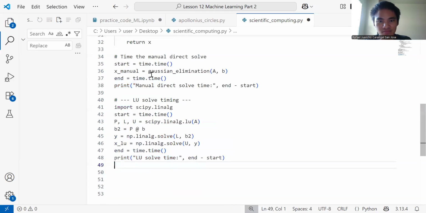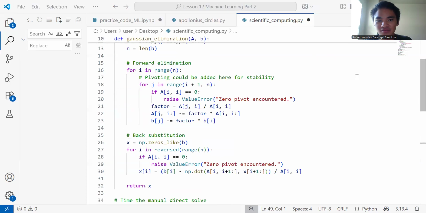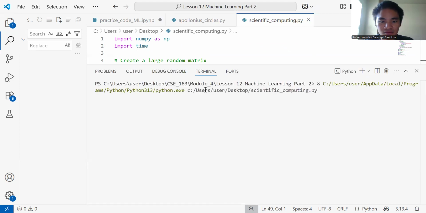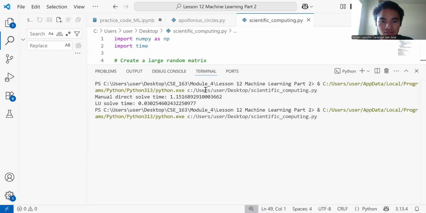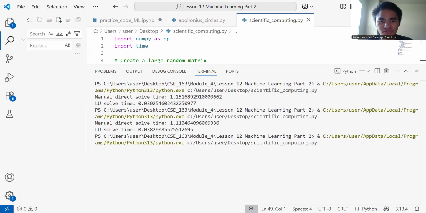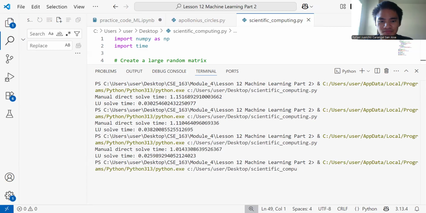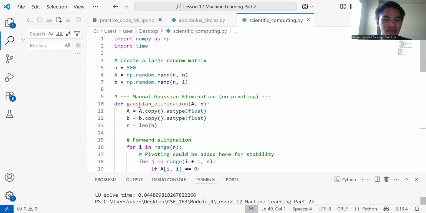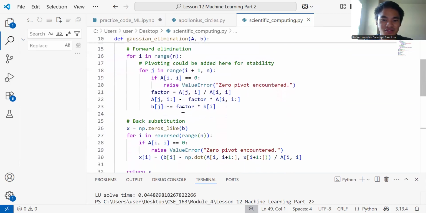So let's try it with this. This one's manually solving it under the hood. Let's see how long it takes. So manually, the manual direct solve time takes more than the LU solve time. Because the previous one, Python already optimized that. It already created an algorithm called linalg. So that's why it's quicker there.